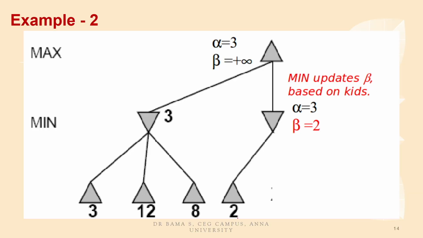Now, it will pass through to the next stage, 3 comma plus infinity, and when it goes through the depth first search, the heuristic value it finds is 2, and this 2 will again go back in this direction. In this minimum node, beta gets updated to the minimum of 2 comma infinity. So this value will be 2, and you see 3 is greater than or equal to beta. When alpha is greater than or equal to beta, it is going to prune off.